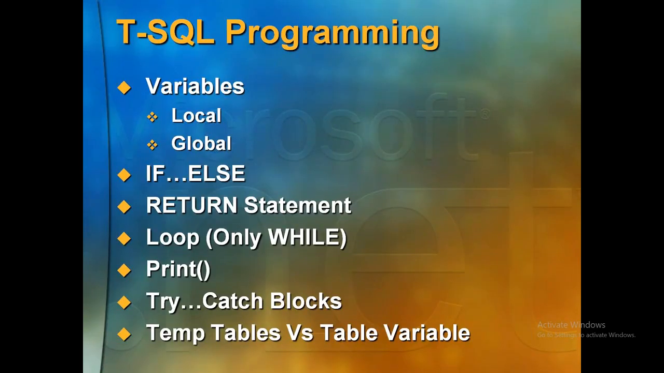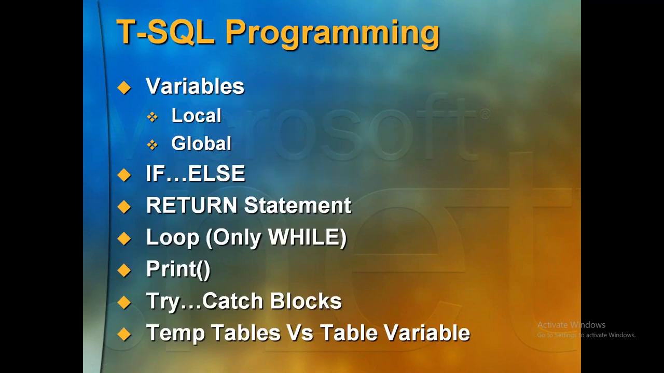We had seen how to use local variables, and we also discussed what global variables are, and if and else. And we'll see some more things today: how to use a return statement, how to use loops, how to use a print function, and what are try catch blocks. Everything we're going to discuss one by one. And what is a temp table and table variables? Already you know what a temp table is, right? So let us understand what a table variable is and the difference between these two. So you should know how to use all these things as part of your stored procedures.